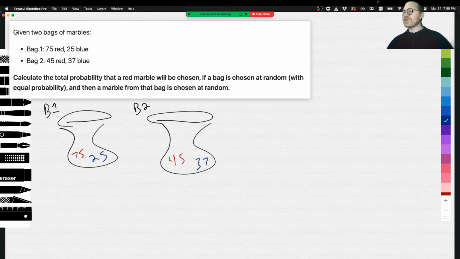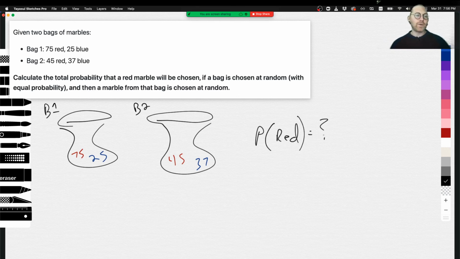So what is the total probability that a red marble will be chosen if a bag is chosen at random with equal probability, and then a marble from that bag is chosen at random? So what do we know? Maybe let's start with what are we asking? We're asking the total probability that a red marble will be chosen. What is the probability of red?